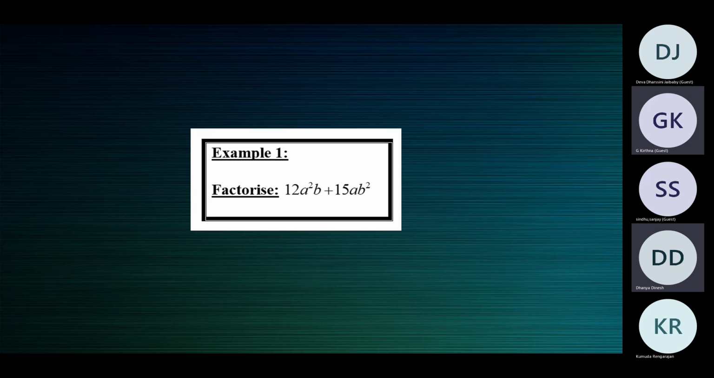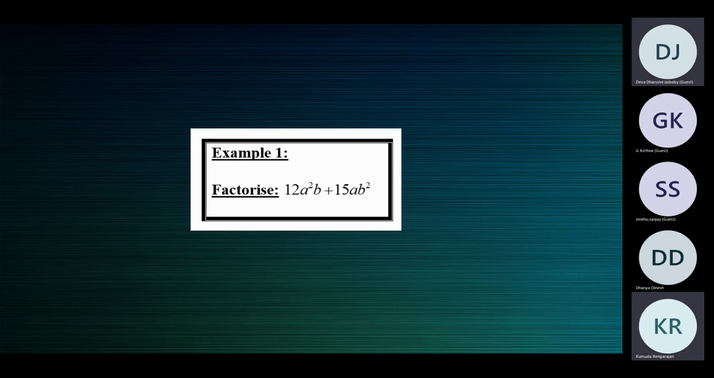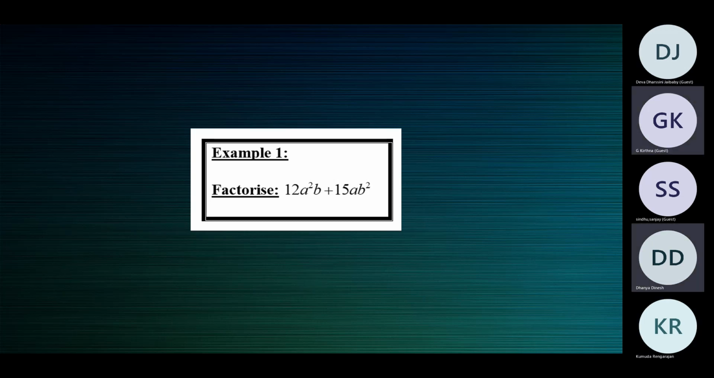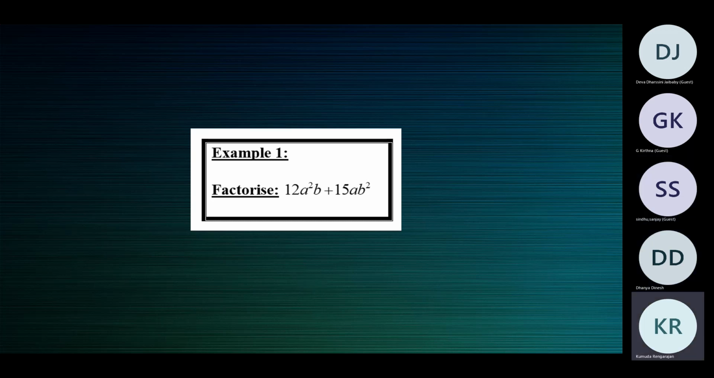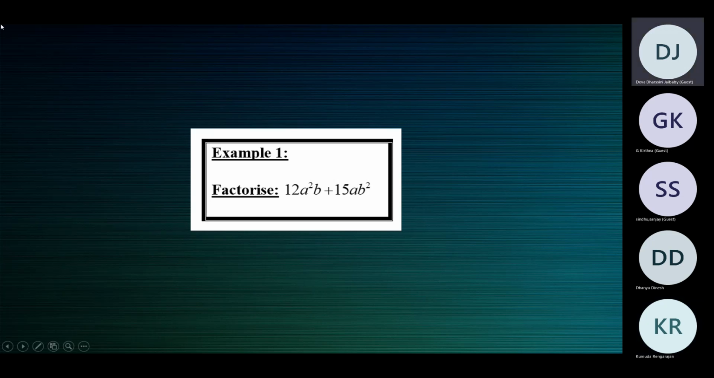6 into 4, ma'am. Prime factors. 2 into 3, 2 into 2 into 3. Correct. 8 threes are 24. So 2 into 2 into 2 into 3.